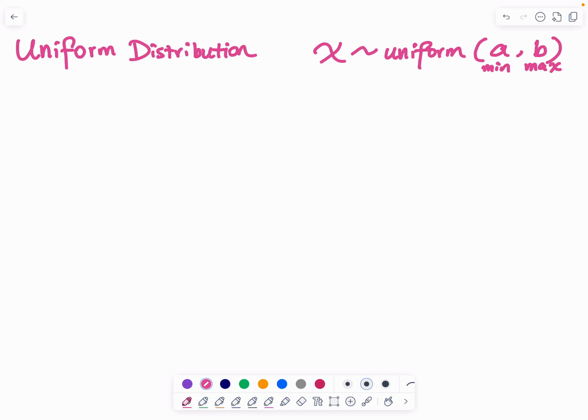Introducing uniform distribution. Do you see this? What does that mean? I wrote that x follows, so this is a random variable x. That means it follows a uniform distribution, and then x is from this minimum to this maximum. A is a minimum, B is a maximum.